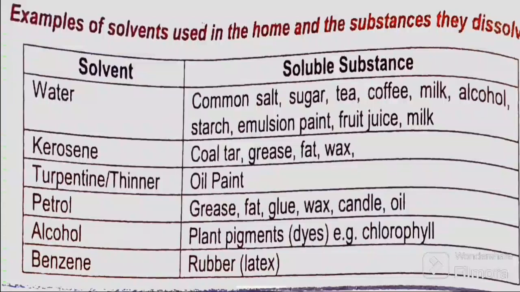Let's take petrol. Grease, fat, glue, wax, candle, and oil can all be termed as soluble substances in petrol. When we take alcohol, we take plant pigments that we know as dyes, for example chlorophyll. When we place it in the alcohol, it is soluble in the alcohol, so that makes it a soluble substance in alcohol as a solvent. When we take benzene, rubber or latex can be a soluble substance in benzene. Okay, those are quick examples we've looked at.